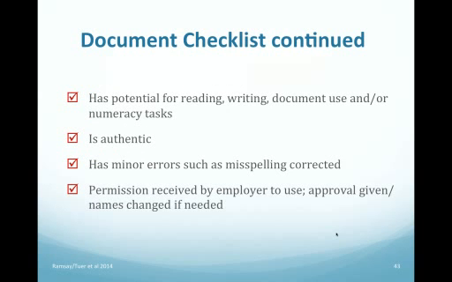It has the potential for reading, writing, document use, and numeracy tasks, so a variety of tasks across a variety of OALCF competencies. Authentic. If it has a minor error such as a typo, you could correct that spelling. But you don't want to go completely changing the document. Sometimes people will say, well, I have to make up documents because they're much too complicated. Well, it goes back to my example earlier in the webinar, in which I said it's the questions that you ask that control the complexity versus the document.